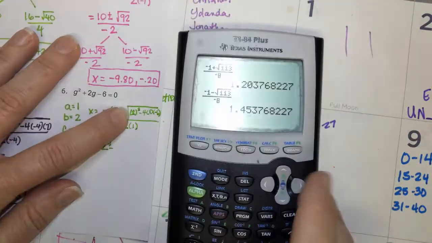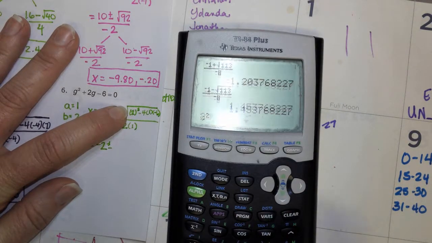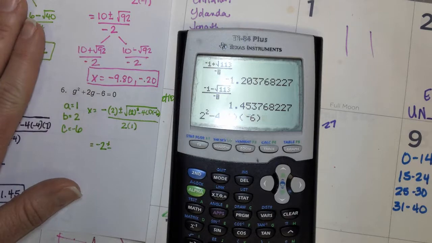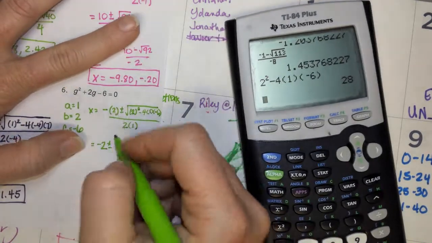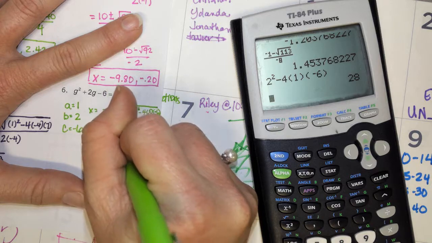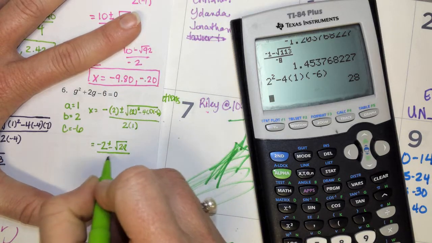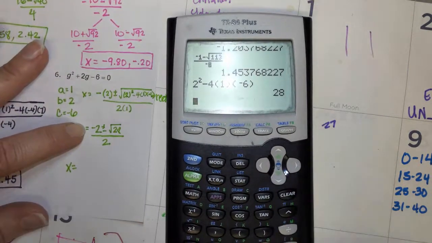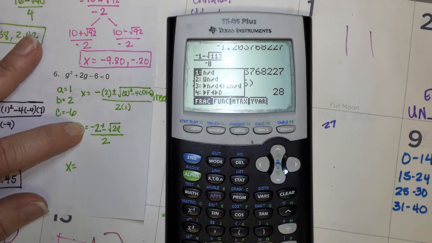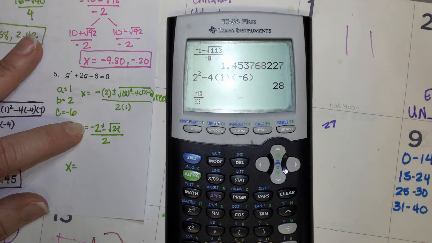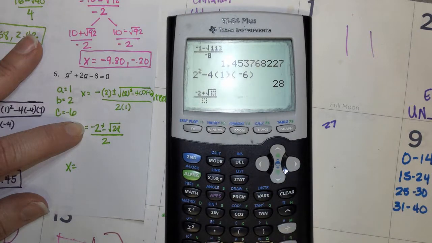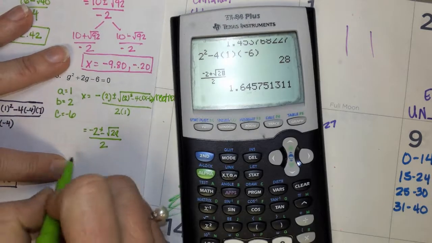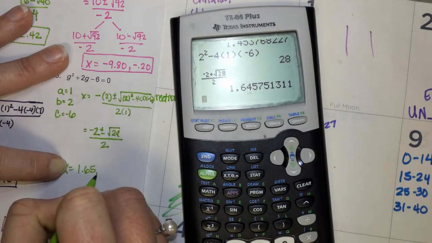Okay, so to simplify, we have 2 squared minus 4 times 1 times negative 6. So that gives me 28. So I have negative 2 plus or minus the square root of 28, all divided by 2 times 1, which gives me 2. So then for my solutions, starting with the addition, I have negative 2 plus the square root of 28 divided by 2. So we're going to round that to the nearest hundredth place. So that one solution would be 1.65.